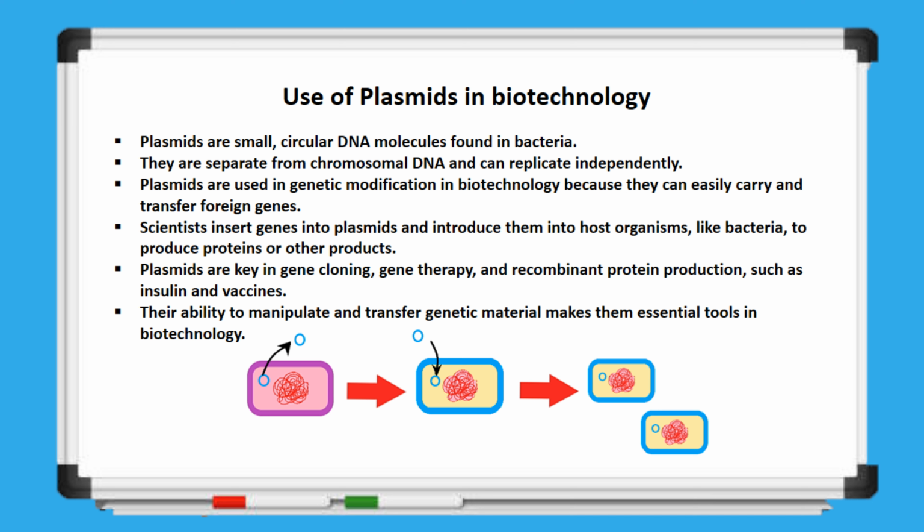Plasmids play a crucial role in gene cloning, gene therapy, and recombinant protein production, such as insulin and vaccines. Their ability to manipulate and transfer genetic material makes them essential tools in biotechnology. The diagram shows how scientists insert genes into plasmids, enabling organisms to produce specific proteins or display desired traits. The gene is introduced into a bacterial plasmid, and as the bacteria multiply, they produce the desired products.